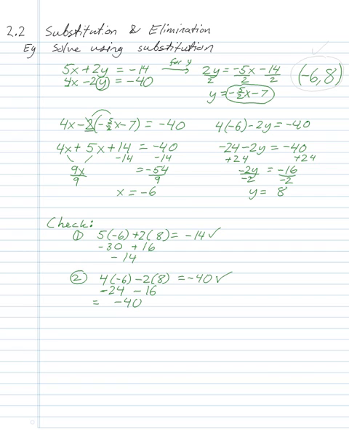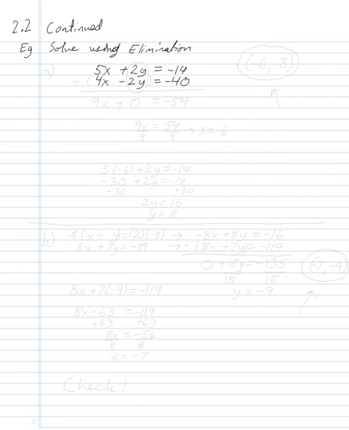So our solution point, (-6, 8), is valid. And that is the substitution process. So next we are going to look at elimination, and we're going to use the same equations so that we know if we've ended up with the right answer and we won't have to check them again.